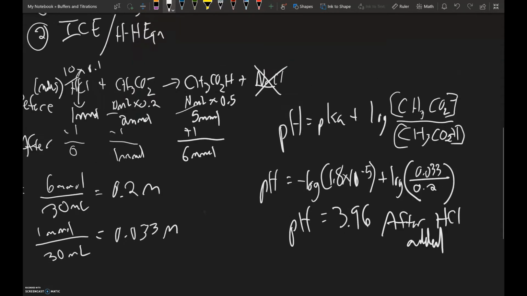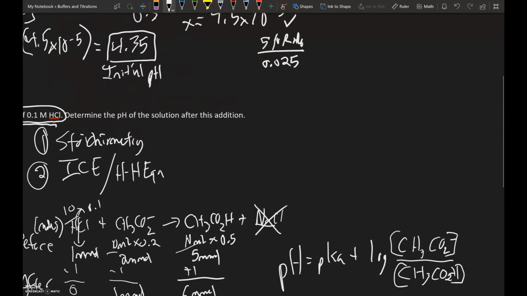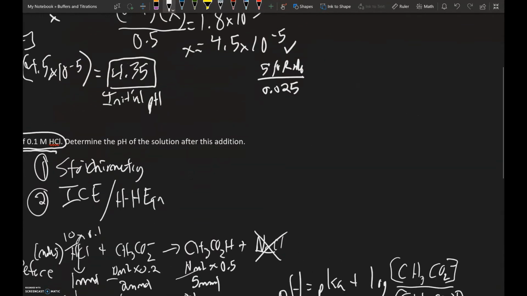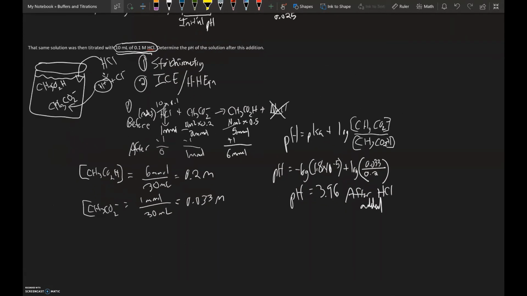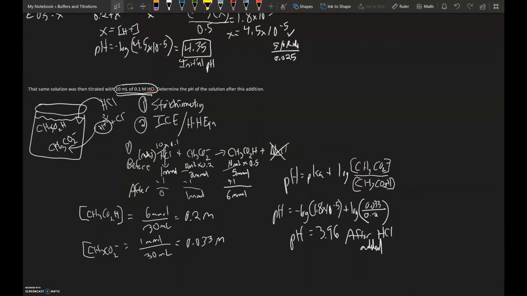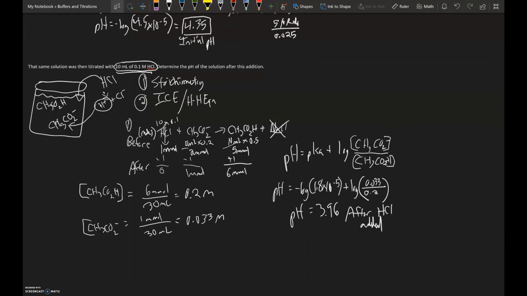So what was the pH initially? The initial pH was 4.35. We know that HCl is a strong acid, and HCl being a strong acid should change the pH quite a bit, but seeing that it goes from 4.35 to 3.96, that's not much of a change. So do we have a good buffer? Yes, we have a good buffer.